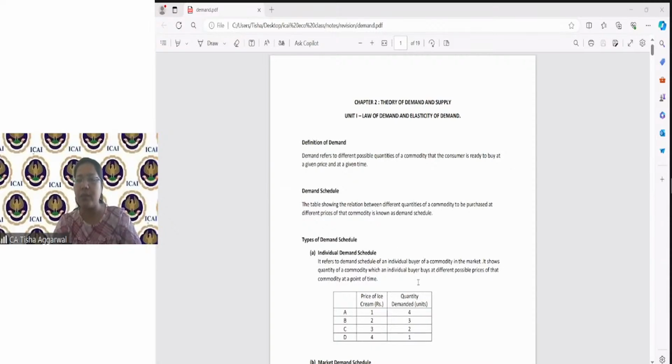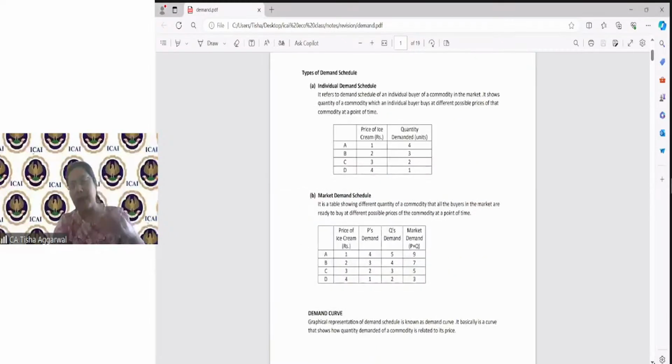Second, whenever we talk about demand, demand is basically about the demand schedule. When I say demand schedule, it basically means that we have a table wherein we know at what particular price, what particular quantity will be demanded. Now, when I talk about the demand schedule, there are two bifurcations of it. The first one is the individual demand schedule, and the second one is the market demand schedule.